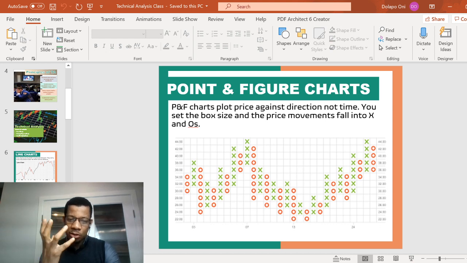That it tells you that information. It doesn't tell you anything else really, but it tells you price movements very well.